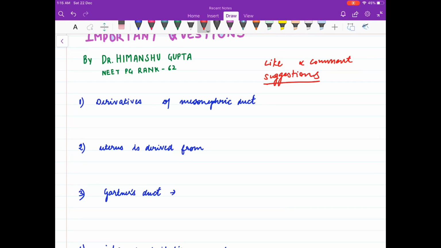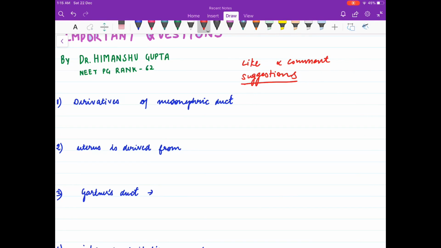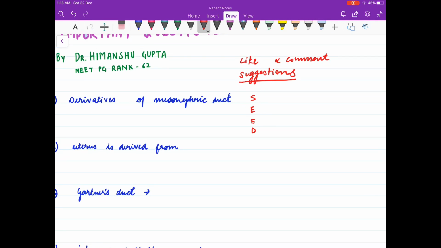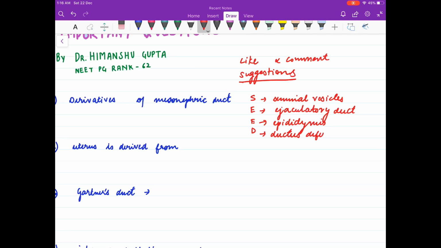Okay friends, so the derivatives of mesonephric duct are, the mnemonic is SEED. S stands for seminal vesicles. E, ejaculatory duct. E, epididymis. D, ductus deferens.